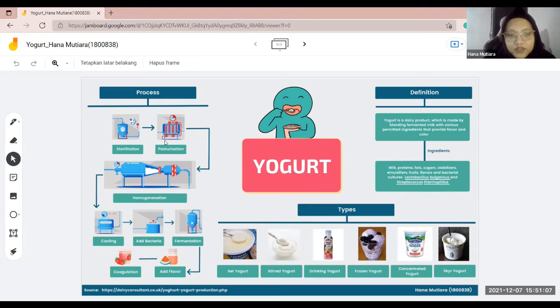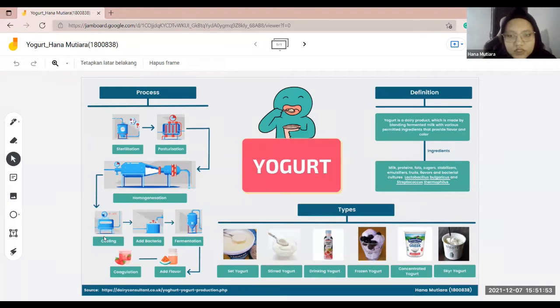After the pasteurization process, there is homogenization. So what is homogenization? In this process, it will break down the fat droplets in milk. The fat droplets will be broken down to make them smaller so that they can stay suspended in the yogurt rather than sinking and making it all lumpy. After the homogenization process, there is cooling. In the cooling process, the mixture will be cooled to 40 to 45 degrees Celsius.